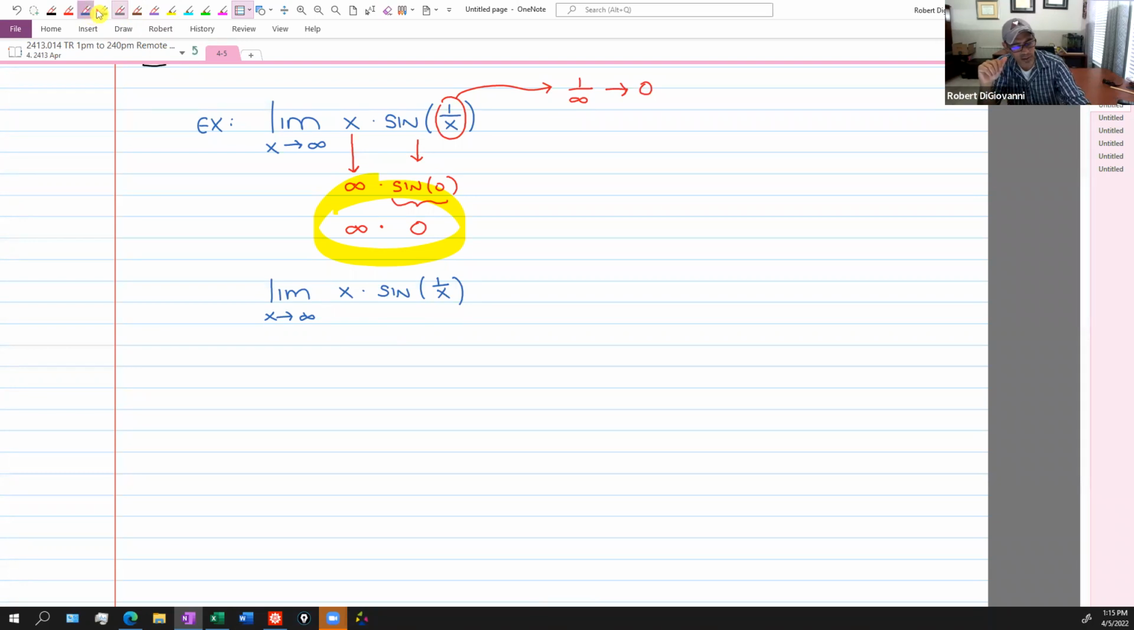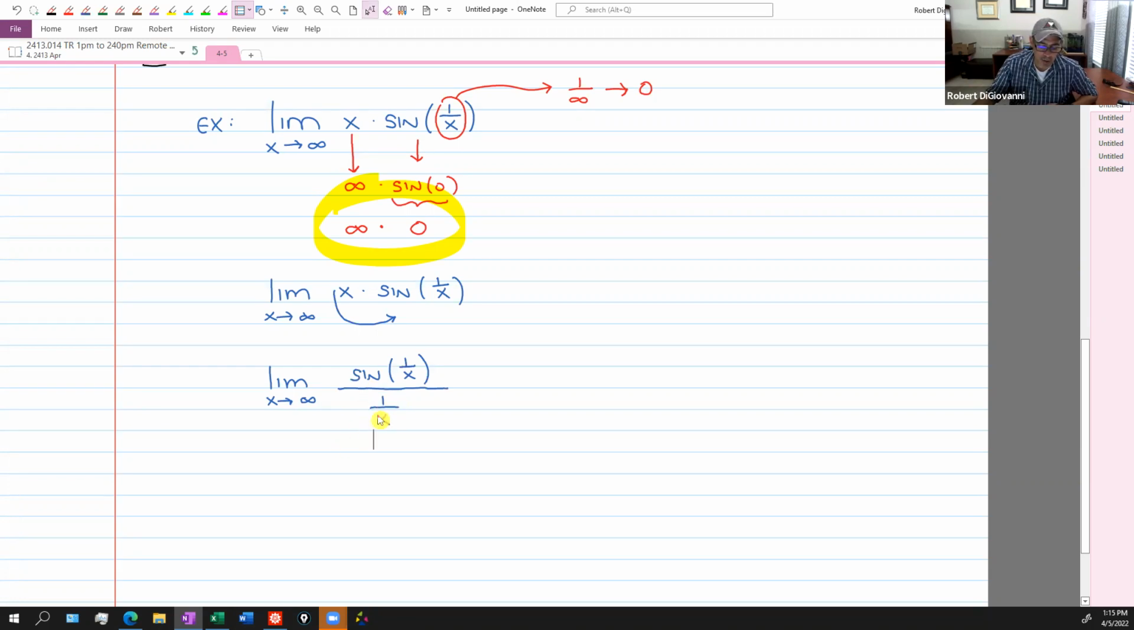What? What do I mean by that? Okay, watch. I'm going to choose to pick the x. I'm going to leave the sine of 1 over x up here, and I'm going to take this x and drop it below the sine of 1 over x. But when I drop it, I'm going to put 1 over x on the bottom. Look at that and just agree with me that that's the same as the original problem.